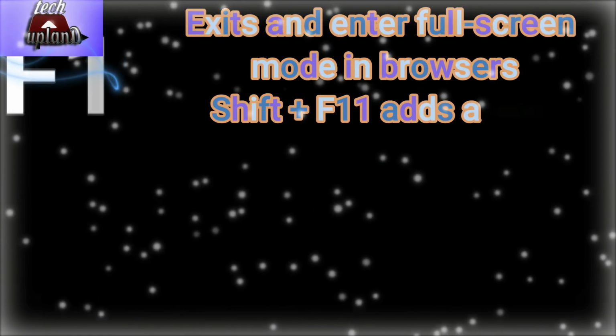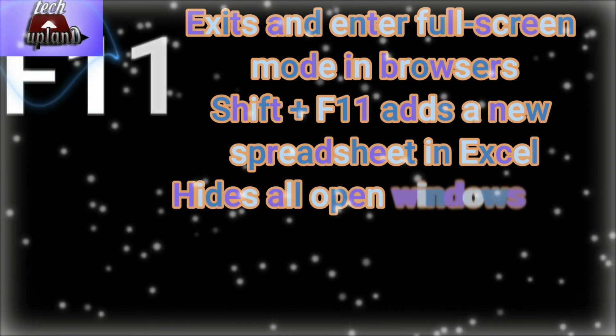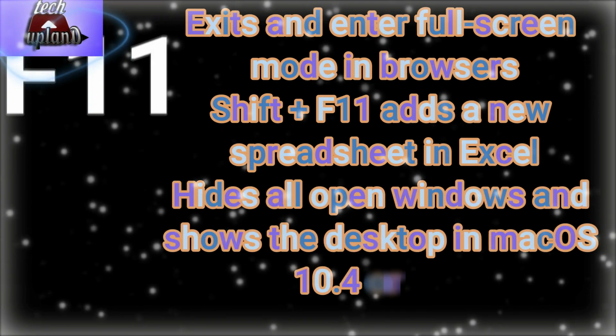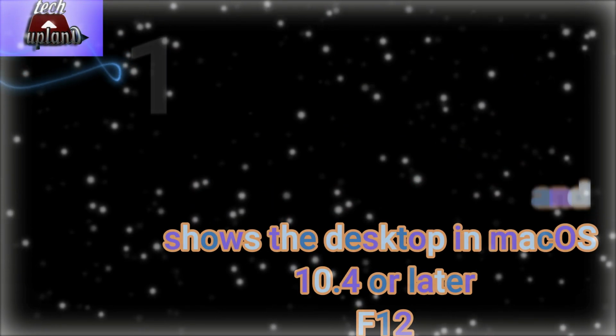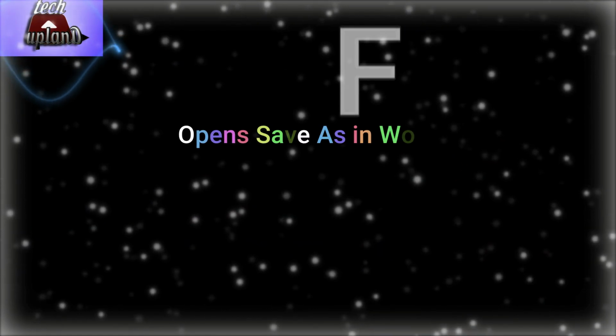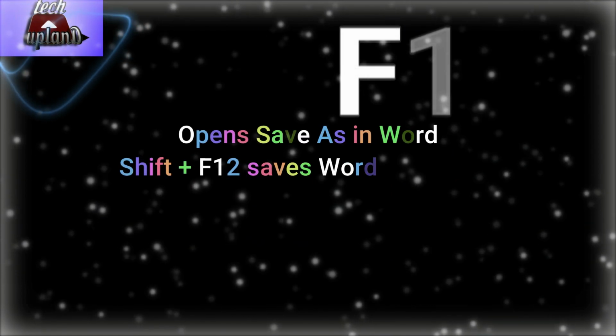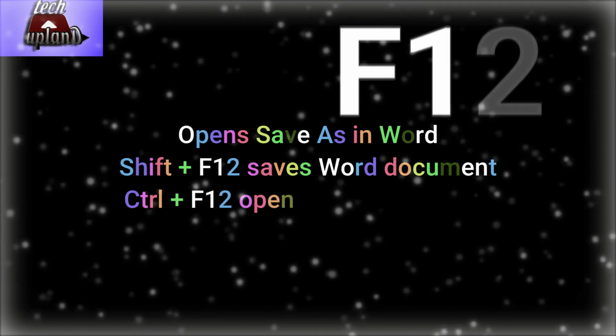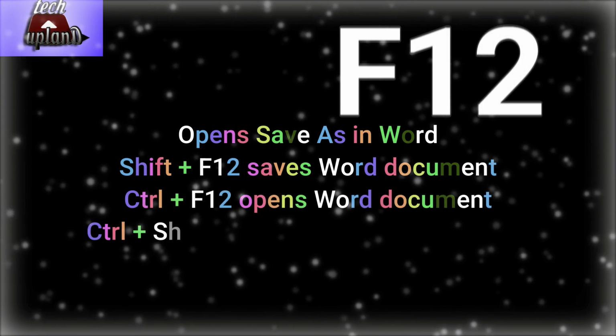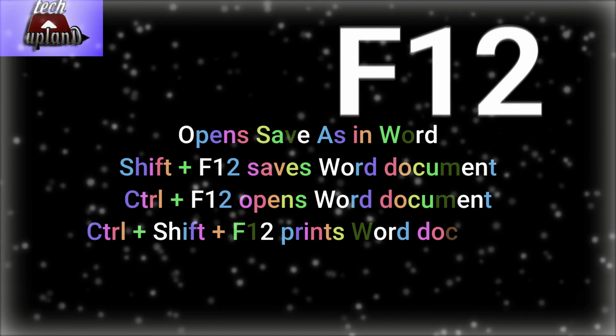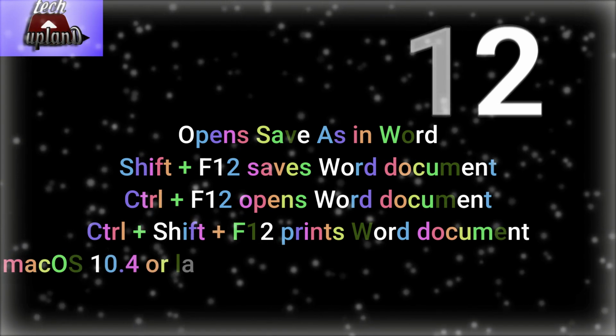Shift plus F11 adds a new spreadsheet in Excel, hides all open windows and shows the desktop in Mac OS 10.4 or later. F12 opens Save as in Word. Shift plus F12 saves Word document. Control plus F12 opens Word document. Control plus Shift plus F12 prints Word document in Mac OS 10.4 or later. F12 shows and hides the dashboard.